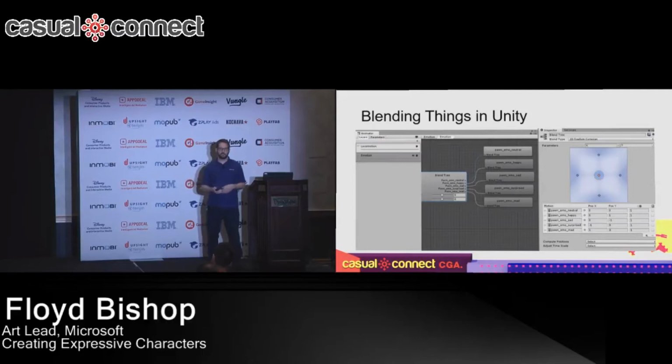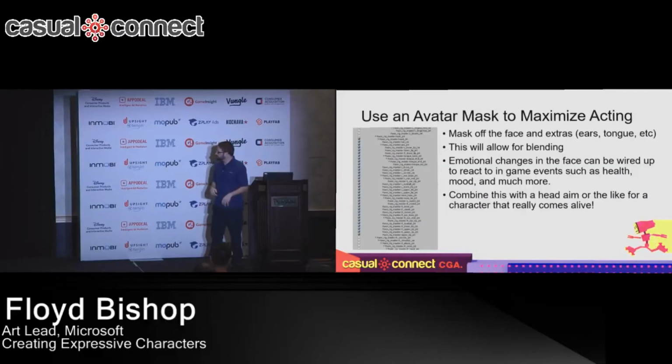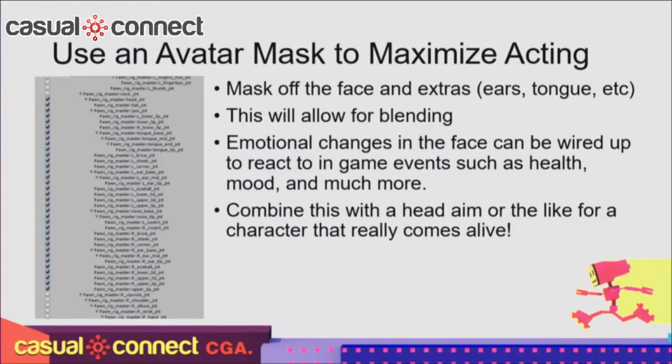But you could very easily pipe that into some other control, the health of the character, how many coins you've collected, anything like that. And then I'm using an avatar mask to maximize my acting. So I masked off the face and the ears. You can also do the mouth and the tongue, however your character's set up. And that will allow for blending. So it'll still use all of the blend tree that I've set up for my character underneath. So he'll stand, walk, run, or whatever.